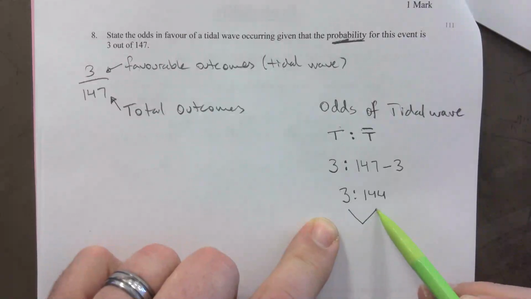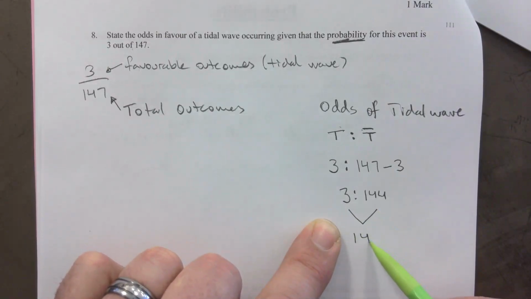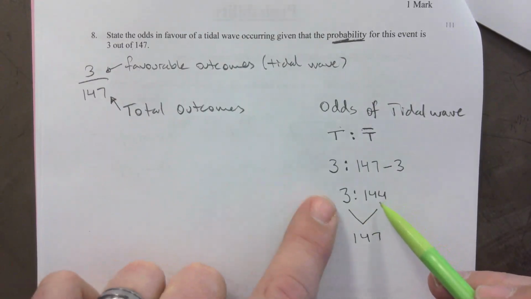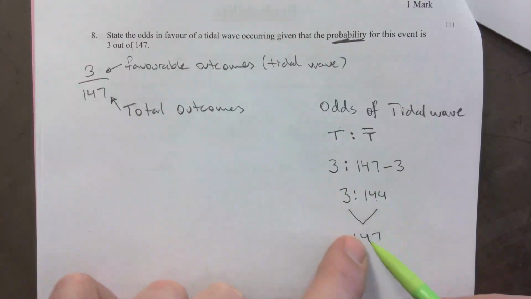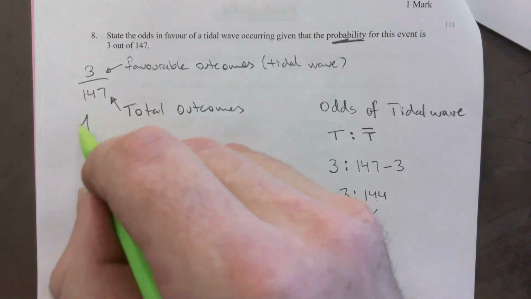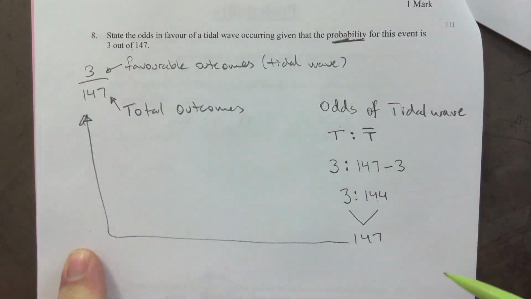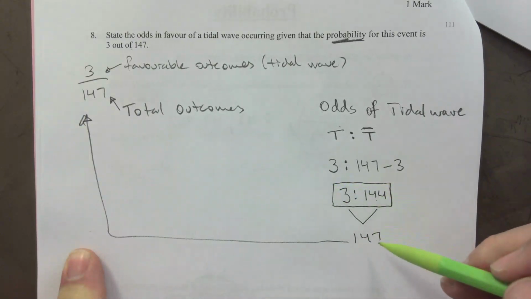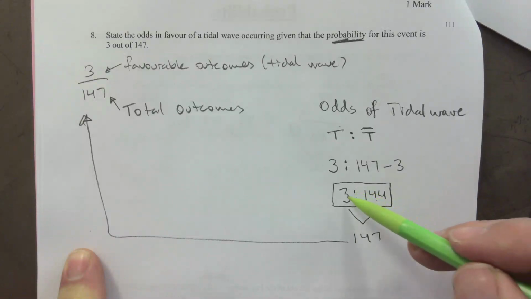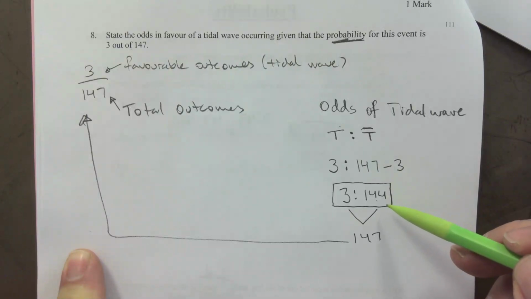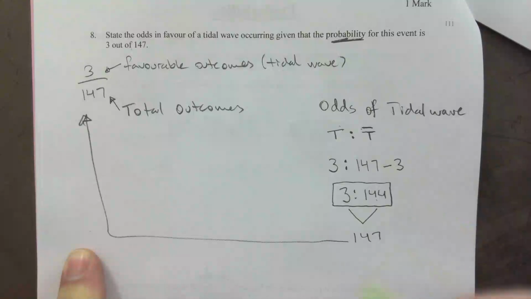And remember, what do these two add up to? Your total outcomes, right? That's how you check if you're doing this right. Whatever two numbers I put here, do they amount to the total? And so there you have a way to check whether or not that is right. Okay, so this is your answer right here. So out of 147 outcomes, 3 times there will be a tidal wave, 144 times there will not be a tidal wave. Okay. What about odds against?